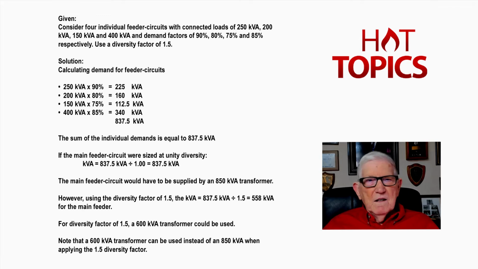Now, to look at that illustration, notice what is given. We're considering four individual feeder circuits with connected loads of 250 kVA, 200 kVA, 150 kVA, and 400 kVA. And we're going to put demands on those of 90%, 80%, 75%, and 85% respectively. Now, going to the McGraw-Hill Electrical Engineering Handbook and looking up the diversity for these type of loads, we come up with 1.5 based upon the type of loads.